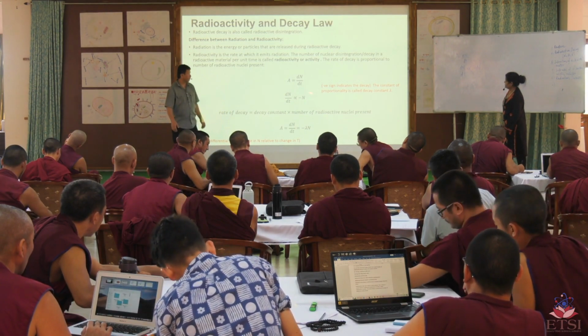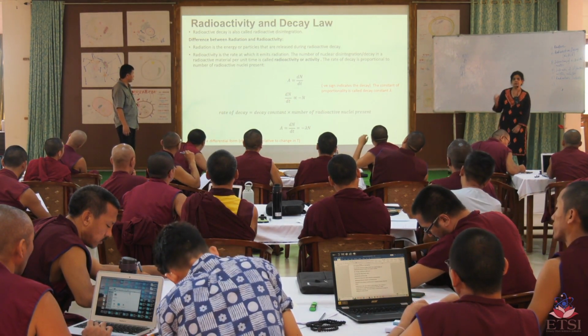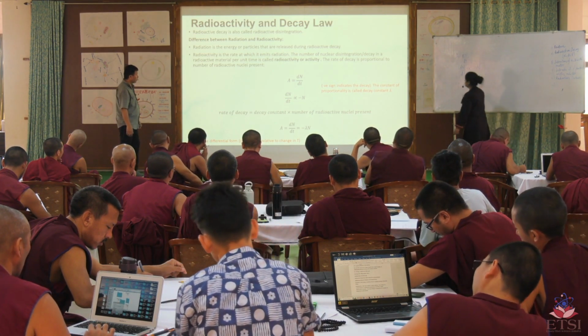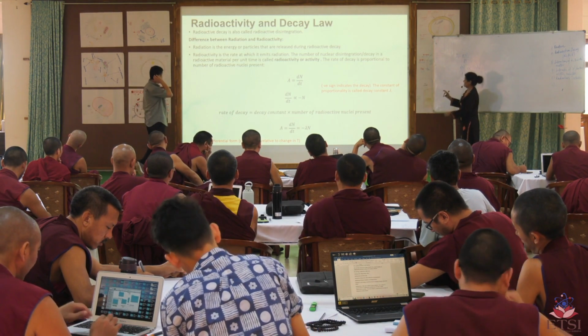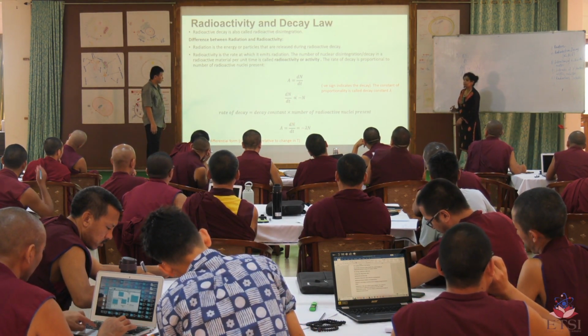So now it's proportional. If I want to take out this proportionality sign, we always have a constant of proportionality. That's how it is in math. So we have to add some constant, and the constant here is lambda.